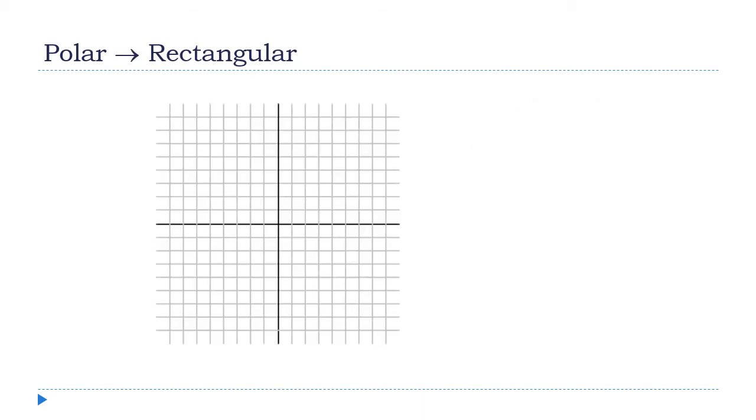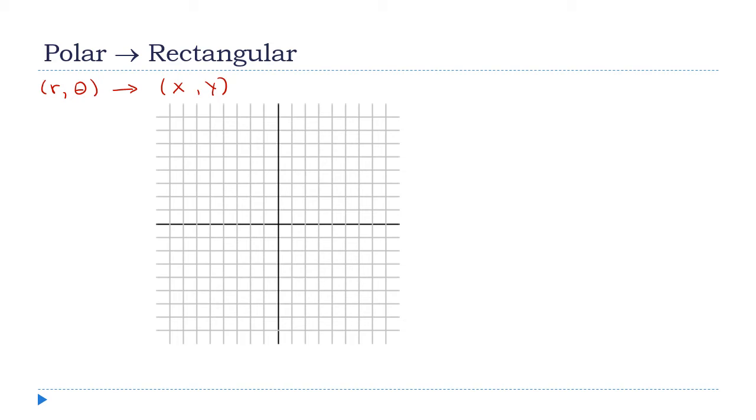So the next thing that we want to be able to do is convert back and forth between these two systems. In other words, if I give you a polar point, a point r, comma, theta, I want you to come up with the equivalent x and y values. Well, let's see how we can do this.